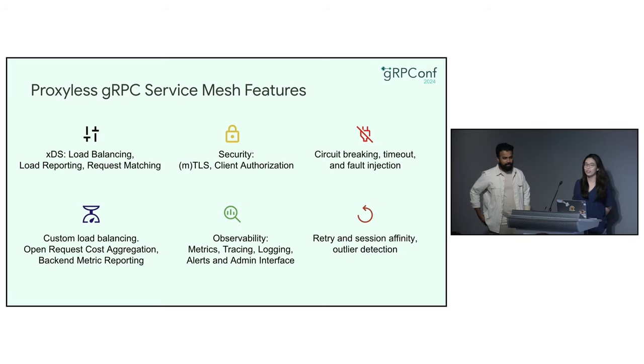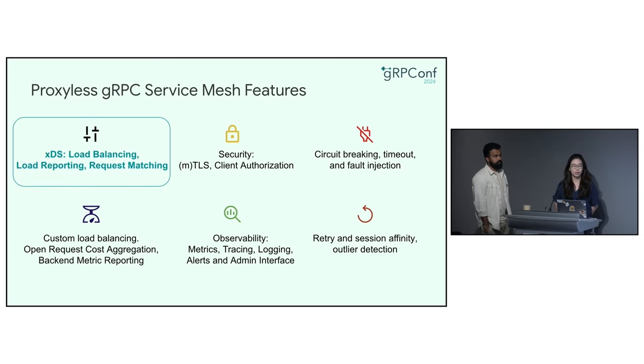Thank you, Arvind. As Arvind mentioned, proxyless gRPC service mesh comes with a lot of benefits, and gRPC provides a number of significant features of the service mesh. gRPC natively supports xDS APIs, allowing gRPC clients to dynamically discover and connect to a pool of backend servers. The combination of gRPC and xDS enables building flexible and dynamic mechanisms for distributing traffic across multiple backend servers.